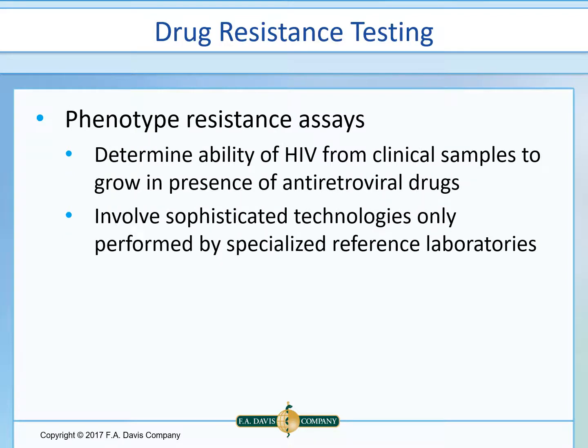The phenotype resistance assays determine the ability of HIV from clinical samples to grow in the presence of antiretroviral drugs. These assays involve sophisticated technologies and are performed in specialized reference laboratories and are not routinely performed in clinical laboratories. Both genotype and phenotype assays require at least 500 to 1,000 copies of HIV RNA per milliliter in the test sample, and for the resistant virus to constitute more than 25% of the total HIV population harbored by the patient. Despite these limitations, antiretroviral therapy appears to be more successful in patients who have undergone drug resistance testing.